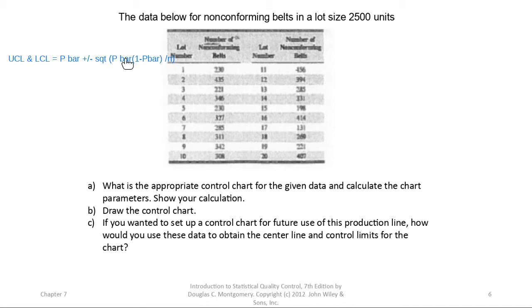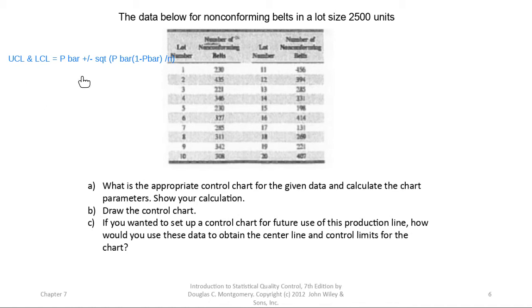So we have to calculate the P bar. The square root of the P bar multiplied by 1 minus P bar divided by N is considered to be the standard deviation in this case. And the upper control limits and lower control limits also have parameters for that.